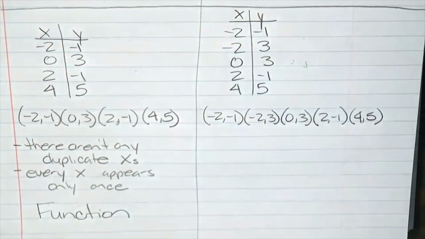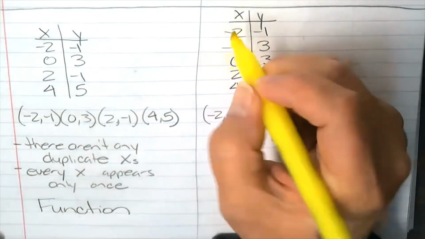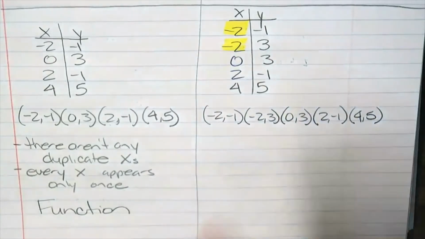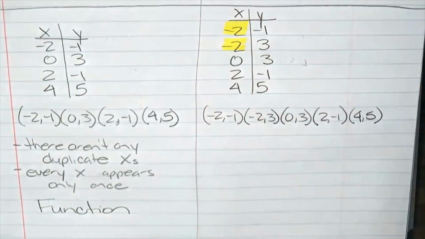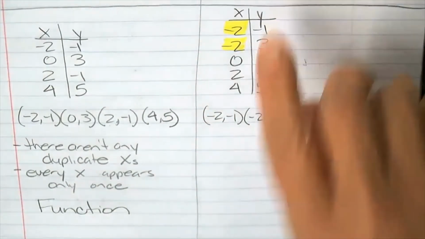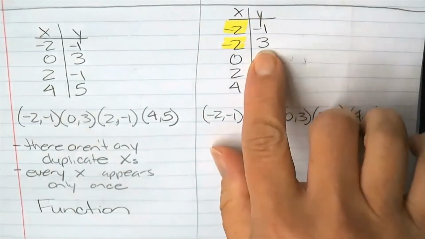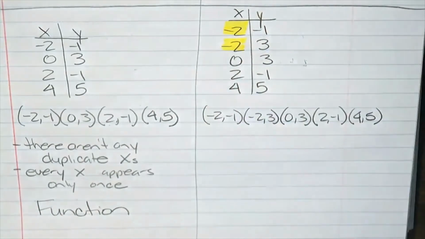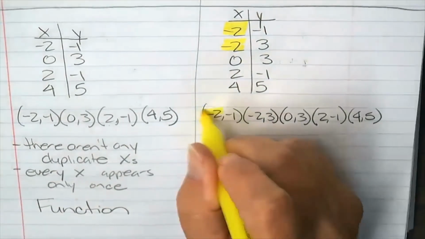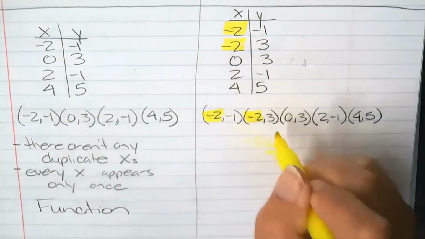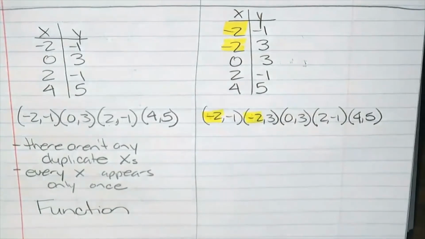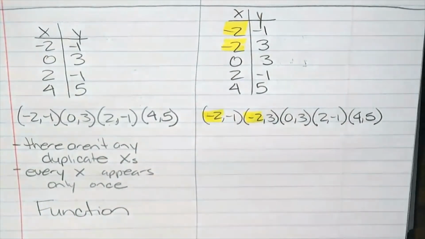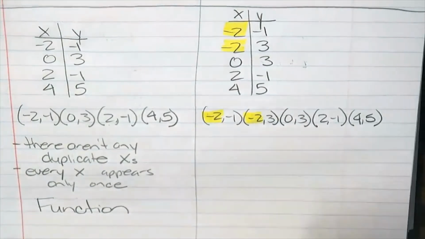Well, when I look at this table, I have -2 twice. So -2's output can be -1 or 3. So -2 has 2 different outputs. Same thing down here. -2, there's duplicate -2's, or there's more than one -2.